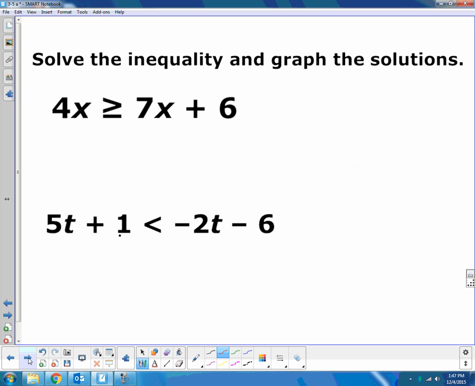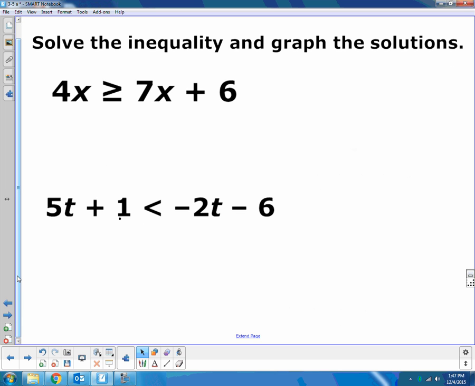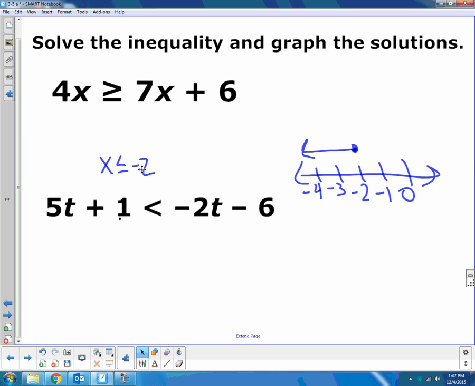Try these 2 on your own. Try and solve them. Get x all by itself. Graph the solutions. I'm assuming you paused it. If you didn't, pause it. Don't just watch the answer. Actually try it first.